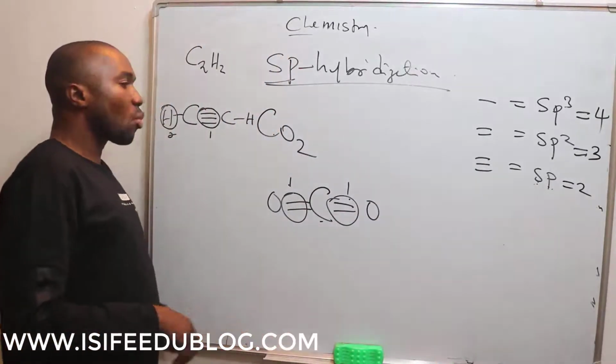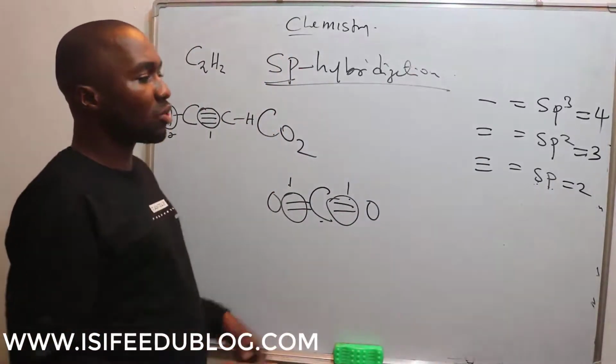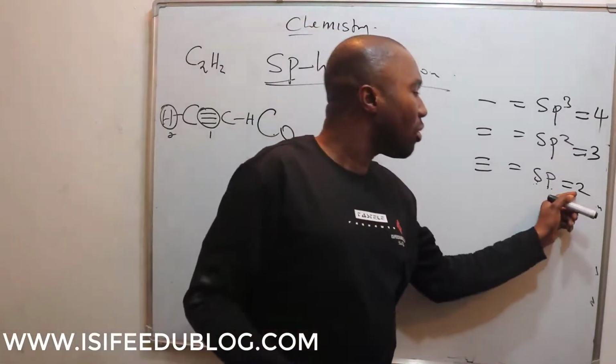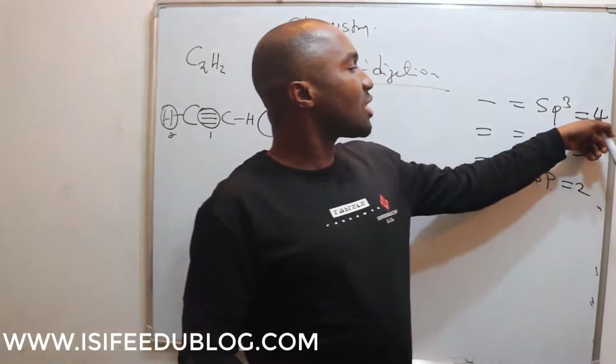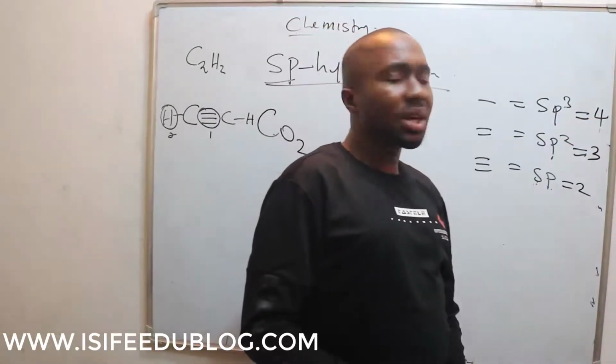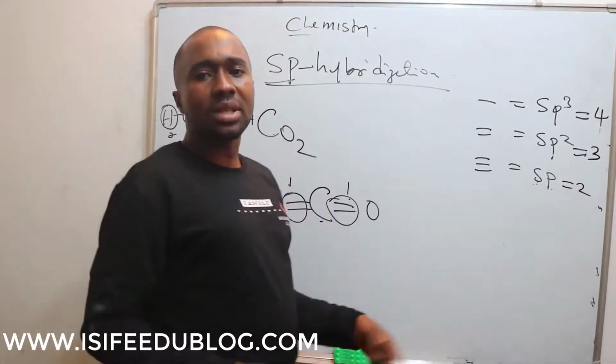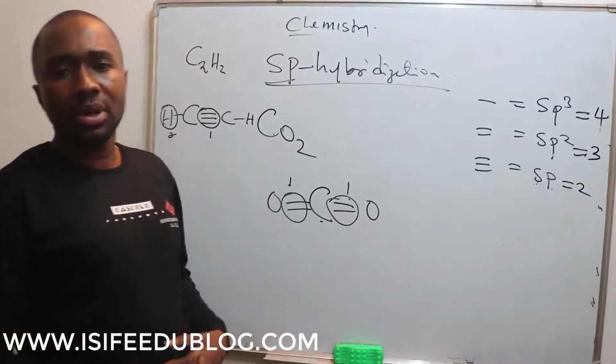So that is it. Whenever you have two attachments, the compound is undergoing SP hybridization. When you have three attachments, it's undergoing SP2. If you have four attachments, it's undergoing SP3 hybridization. So that is the concept of hybridization.